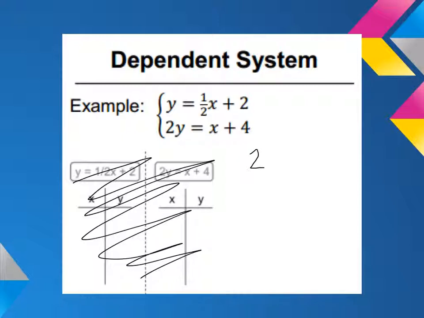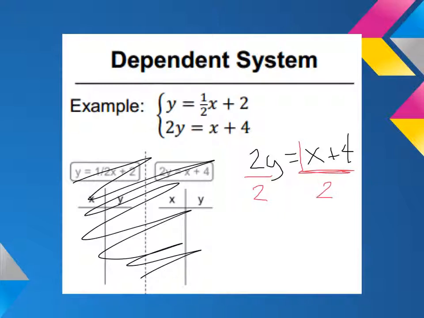So we have 2y equals x plus 4. The coefficient of x right now is 1. Write your 1 in front of x. We're going to solve this equation for y. Now, to solve this for y, we divide by 2. That's the number in front of y.